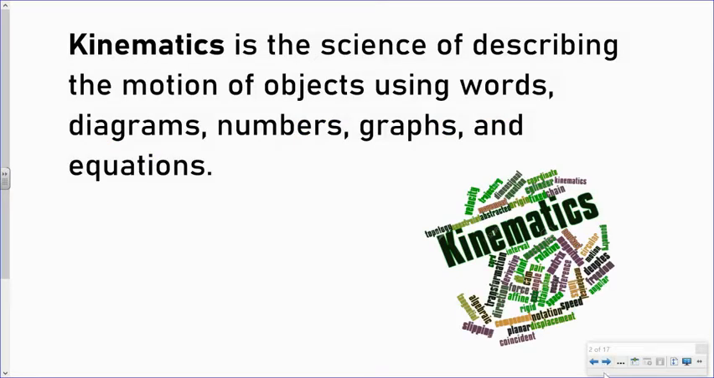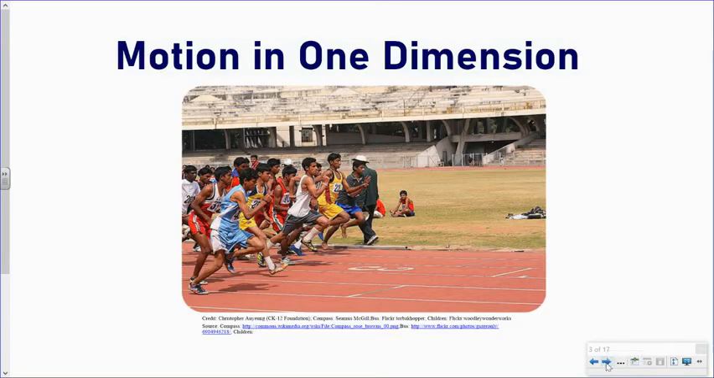Kinematics is the science of describing the motion of objects in various ways, so we can use words, diagrams, numbers, graphs, and even equations. That's what we'll be working with in the beginning of the course. The motion that we'll be examining will just be in one dimension. So forwards versus backwards, or up versus down. That is what we'll be covering at the college prep level. We won't be worrying about motion in 2 dimensions.